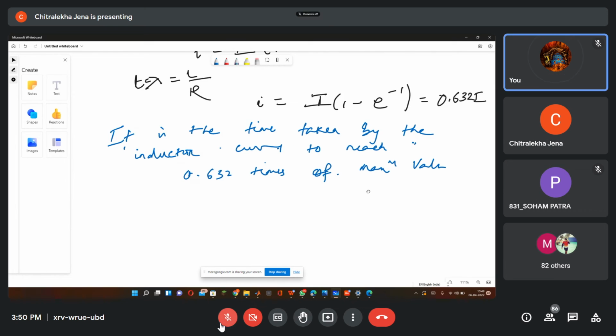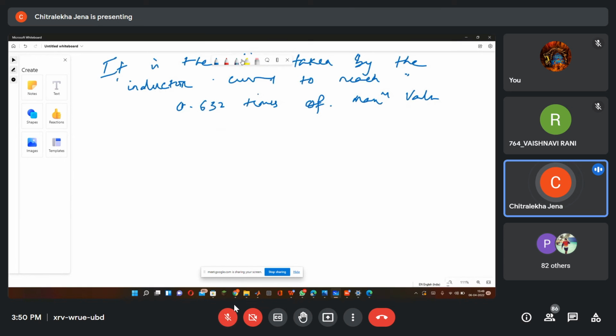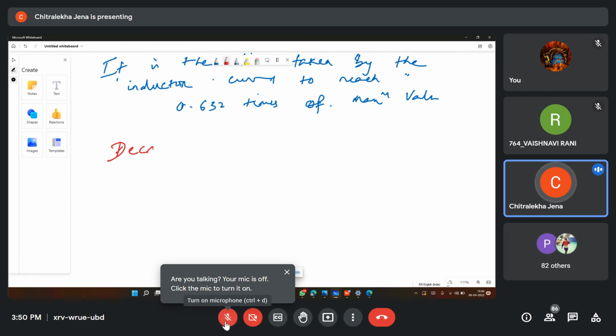Okay. Now come to decaying. Decaying is very easy. Decaying of current: this was rising of current, and here it will be decaying of current.